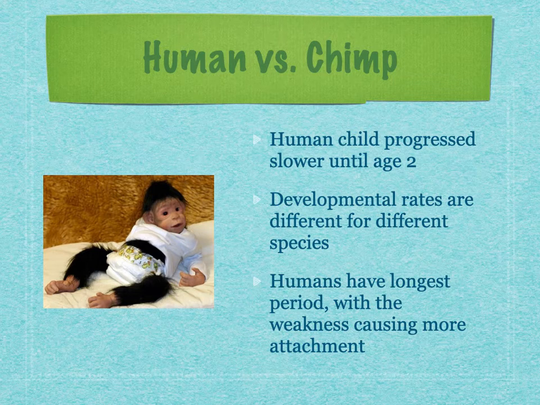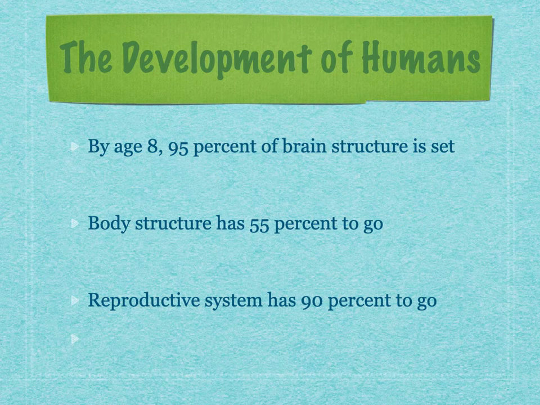But because of that, our parents, the controllers of that initial environment, play a big part in our early development. By about the age of 8, 95% of your brain structure is set. That doesn't mean you know everything that you're going to know, obviously, but that means the mechanisms are going to be there.